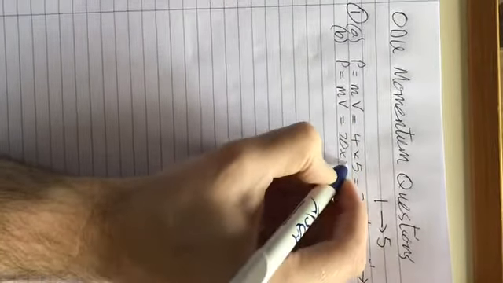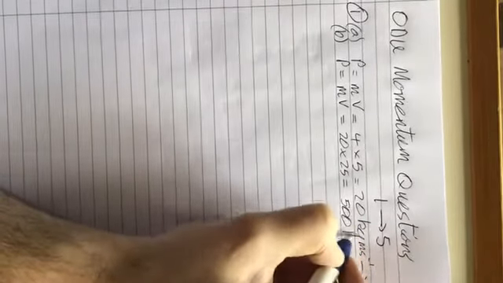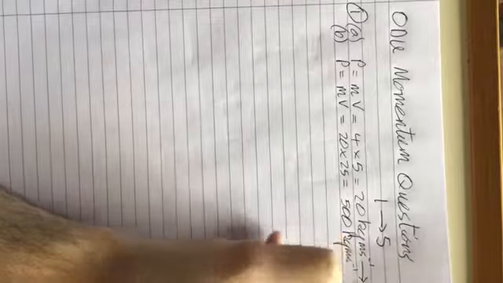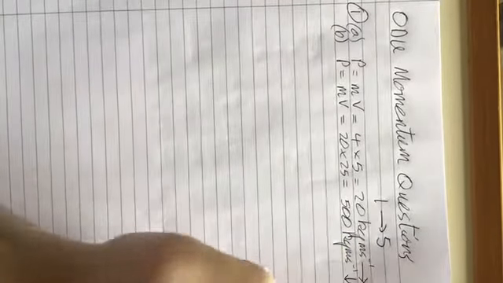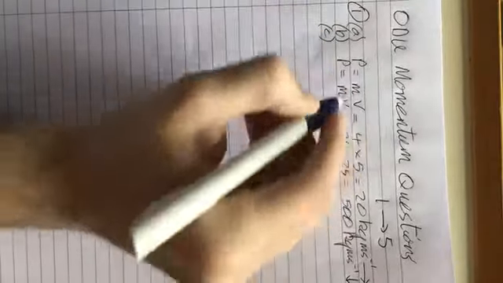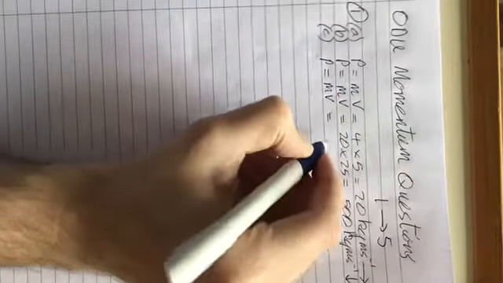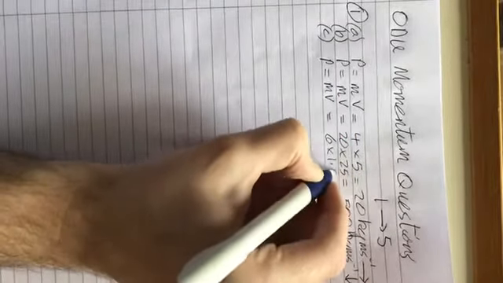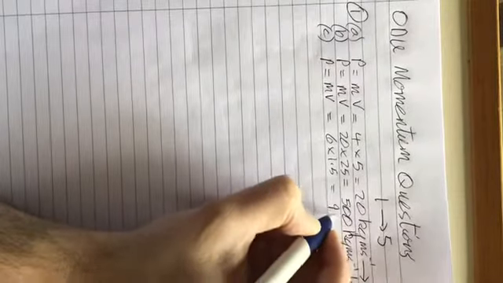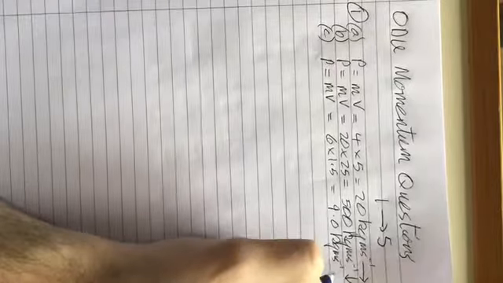Again, 20 times 25 equals 500 kilograms meters per second, and from the direction in the diagram in the question it's downwards. And part C, P for momentum equals mv equals 6 times 1.5 equals 9.0 kilograms meters per second, and the direction is to the left according to the diagram in the question.